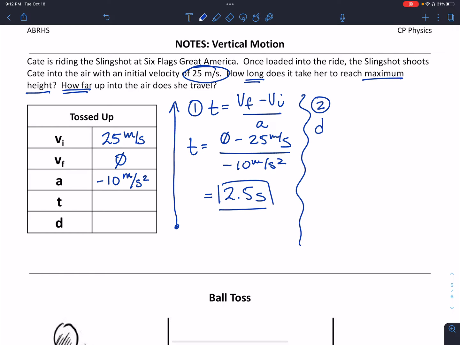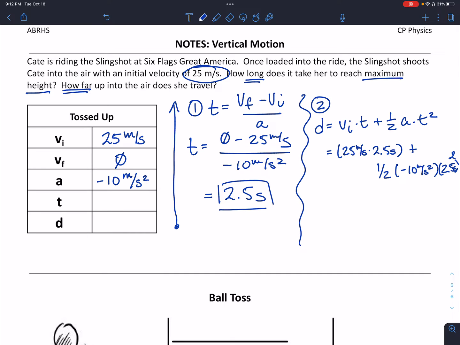It's a little unwieldy, but it has everything in it. All right, so we've got our v initial times time plus 1/2 a t squared. For our initial velocity, we have 25 meters per second times our 2.5 seconds plus 1/2 times negative 10 meters per second squared times, I didn't give myself a lot of room, 2.5 seconds squared. Sorry about that. If we work out the problem, we're going to find that the maximum height is 31.25 meters. Okay?